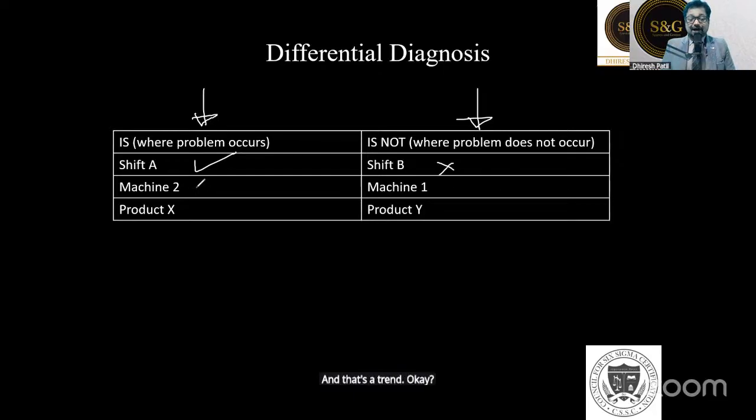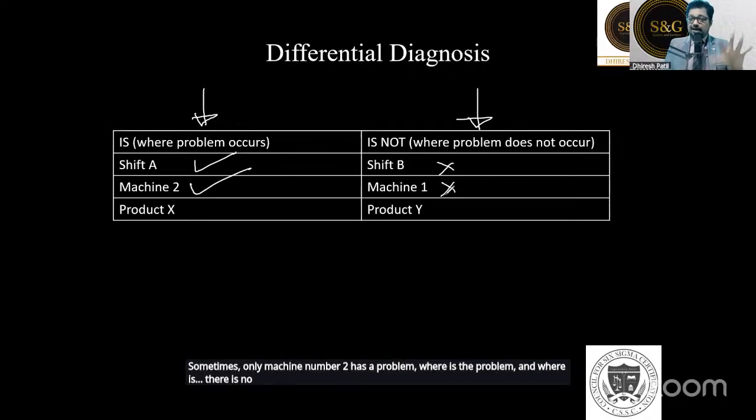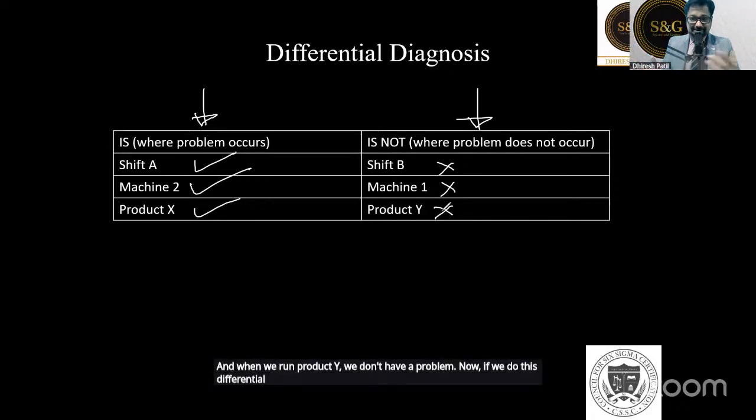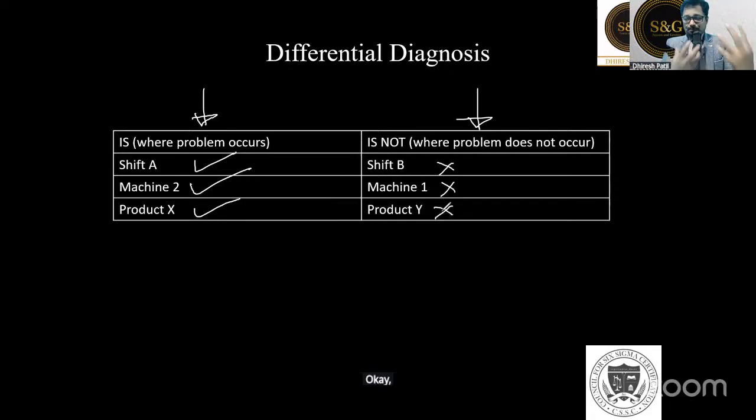Sometimes only machine number 2 has a problem, and there is never a problem in machine number 1. Or for which specific product is there a problem? Product X. And when we run product Y, we don't have a problem. Now, if we do this differential diagnosis, this differential identification method, it will give a lot of clarity and our focus can become absolutely narrow.